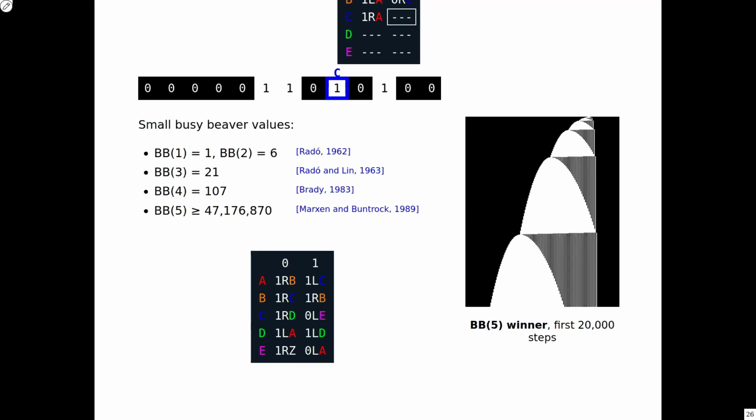In this image, each line is a successive tape of the Turing machine. So it doesn't say much other than, okay, it's doing stuff. Here it's only 20,000 steps, but to have a complete image, you'd have to run it for 47 minutes.